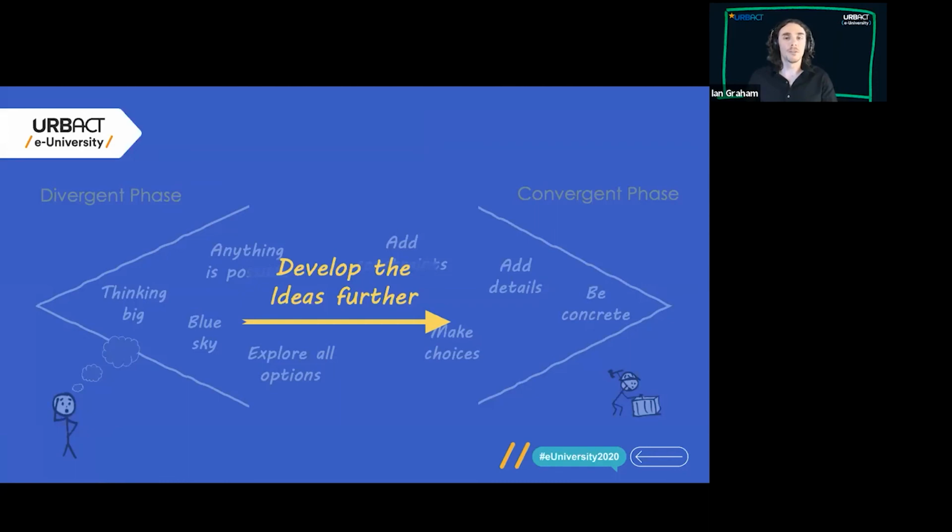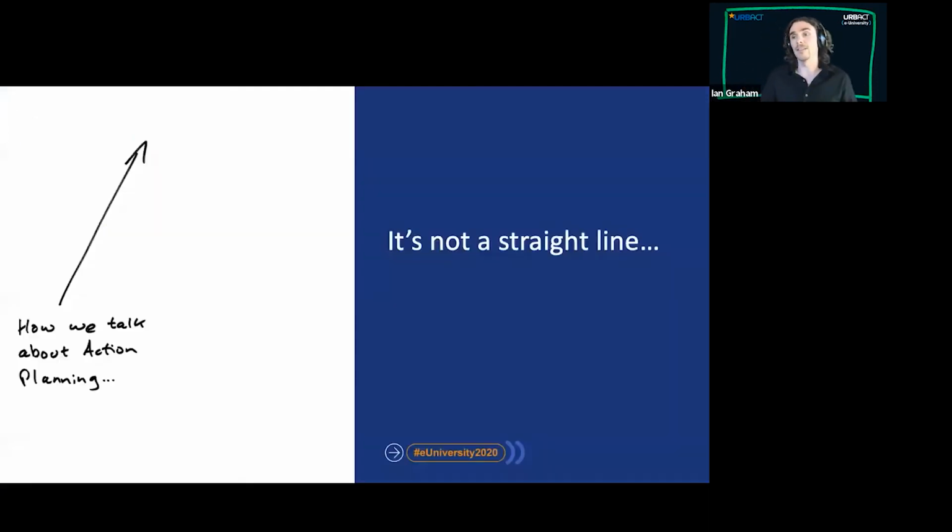One of the points to note about that, and about the whole process actually, but particularly about these phases, is that it's not actually a straight line.